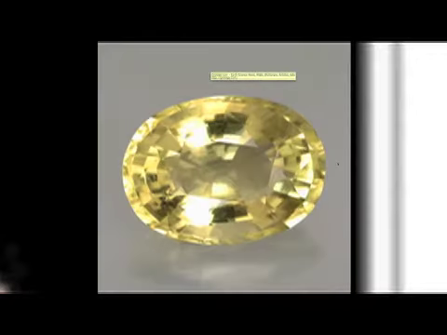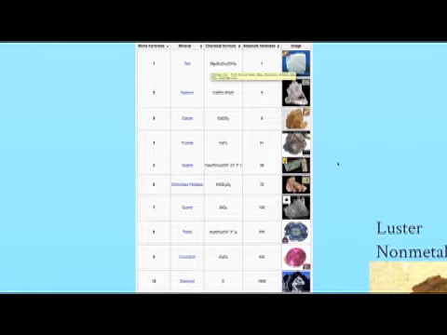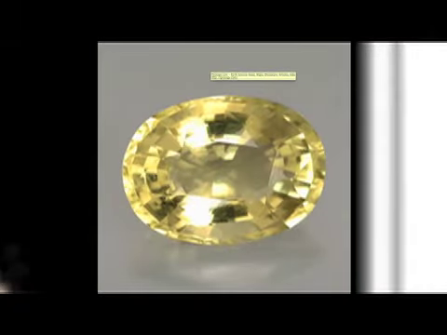So here's topaz. Topaz comes in a variety of colors. Oh, I'm sorry, that's orthoclase feldspar. Getting ahead of myself. Orthoclase feldspar, hardness of 6, is mainly used as a gemstone. There's not much else it's used for.